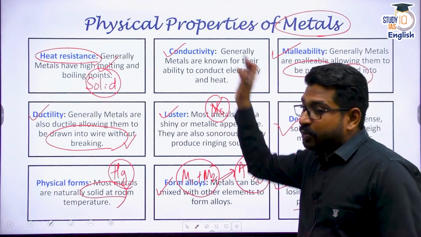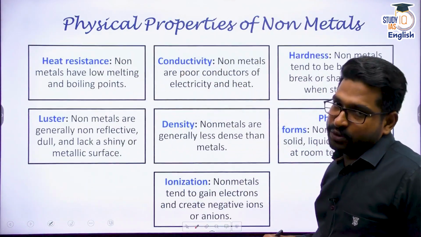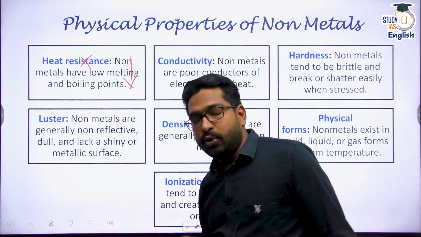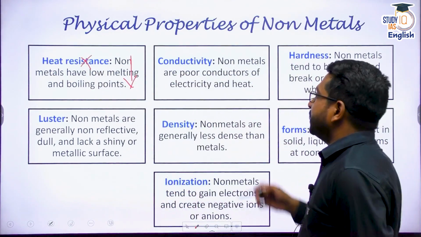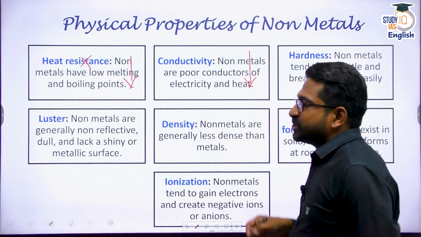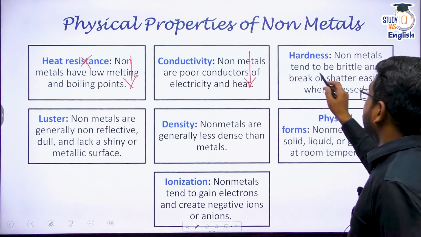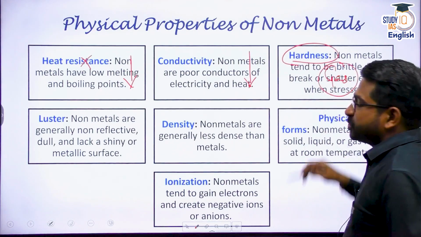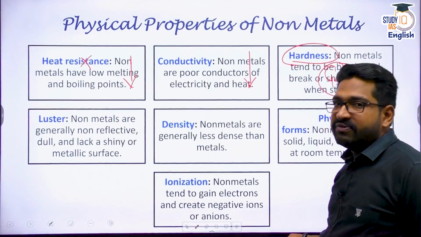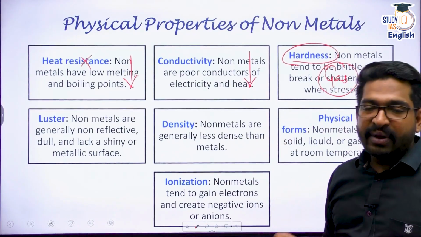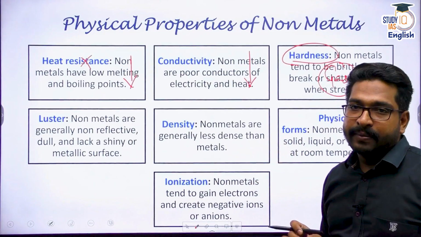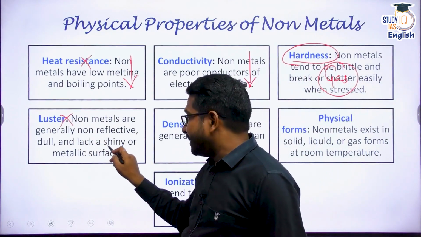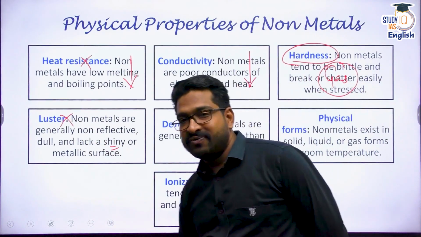And exactly opposite of this would be with non-metals. Non-metals are not heat resistant. They have low boiling point and low melting point. They are poor conductors of electricity and heat. Their hardness is not there. In fact, many of them are in gas form. Even if they are in solid form, we can break them very easily. They are not malleable. They are not ductile. They are brittle. They break. They are non-lustrous. They are quite dull. They lack that shiny surface which metals have.